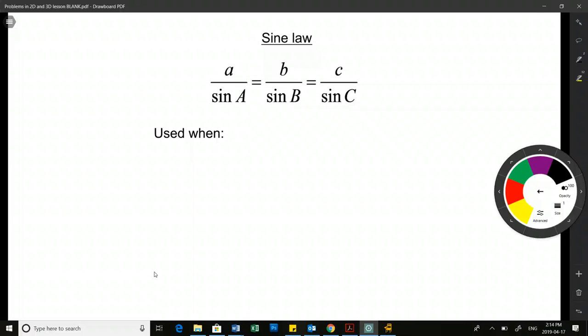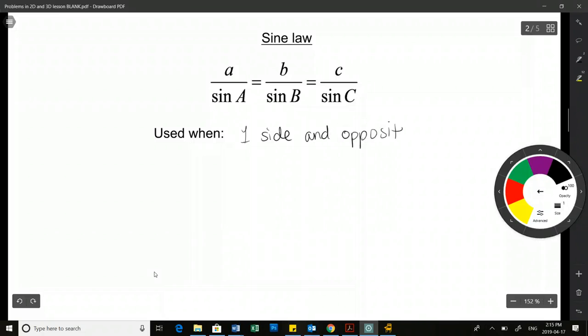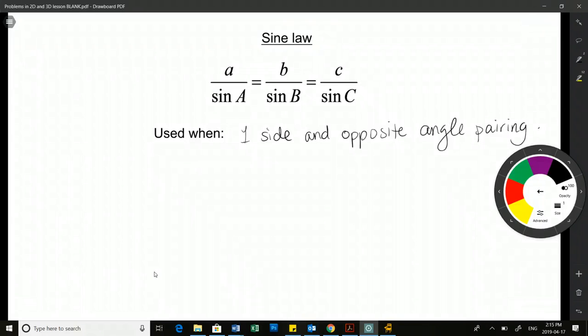Okay, so we already wrote this above, so I don't think we need to rewrite it. Sine law, we're going to use when the big thing here is that we need one side and opposite angle pairing at least. But I listed the scenarios for you guys above, so we're not going to recopy them. So anytime you have one side and its opposite angle pairing, you can either have an additional side or an additional angle, but that is kind of what I'm looking for to decide between sine law and cosine law. That's the big thing that I would be looking for.